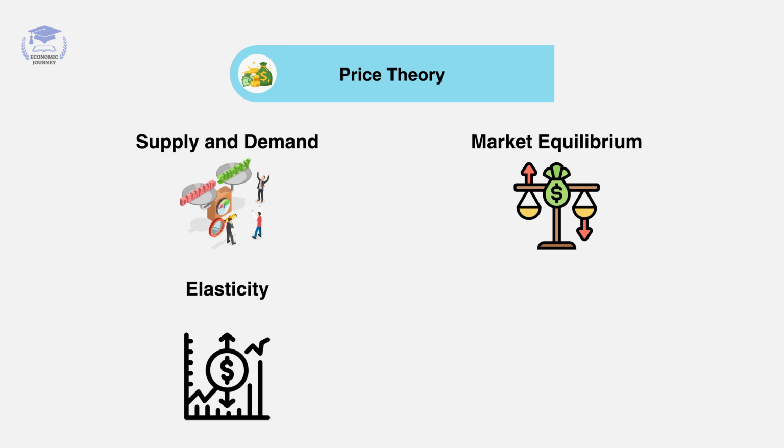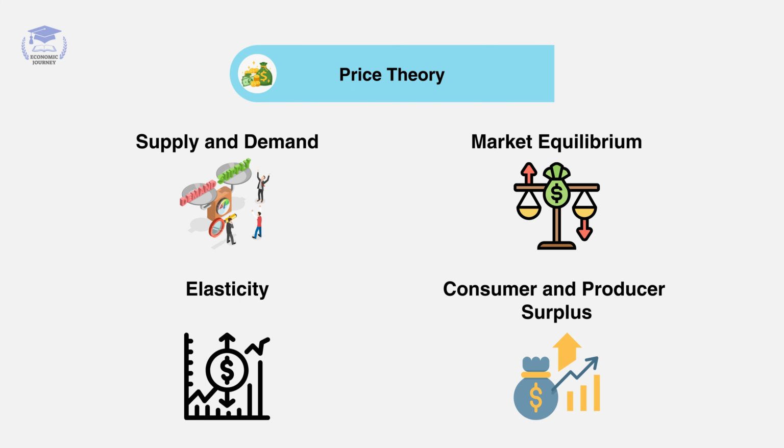Elasticity. The concept of price elasticity of demand gauges the responsiveness of the quantity demanded to changes in price. In essence, it reflects how demand for a product fluctuates when its price increases or decreases. Similarly, price elasticity of supply assesses how the quantity supplied responds to price alterations, indicating how suppliers adjust their production in response to market price changes.